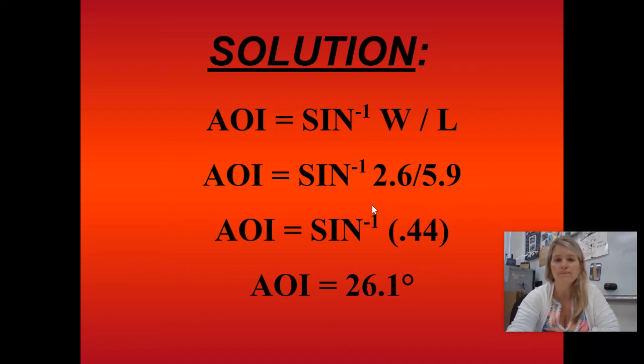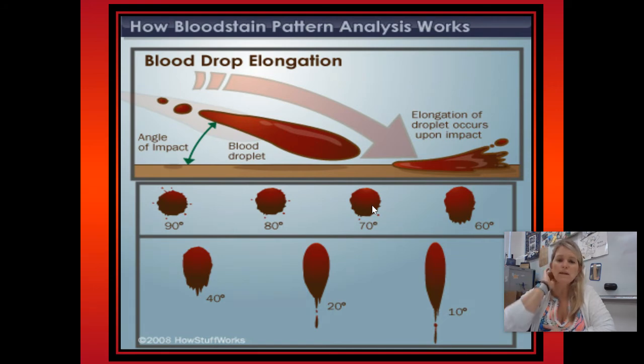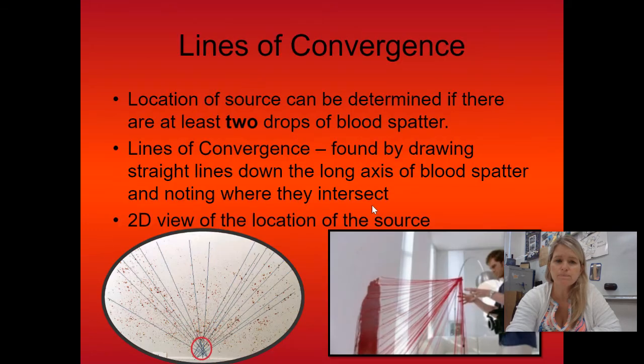Using some trig here. So this one, I love this picture. It just shows you, like I said, depending on the angle that it falls from. So if it falls directly from your nose and it's straight down, a 90-degree angle, we get a perfect circular blood drop. But the more angled it is, the more elongated the blood drop's going to be. We're going to do a lab where we look at some of this.